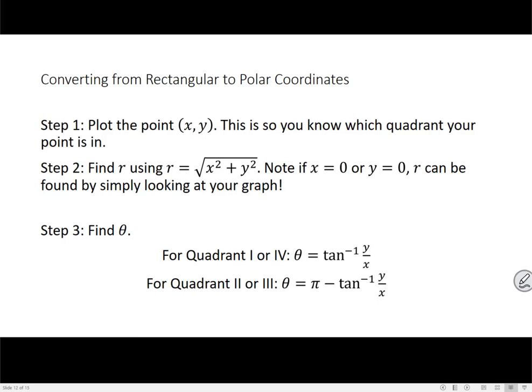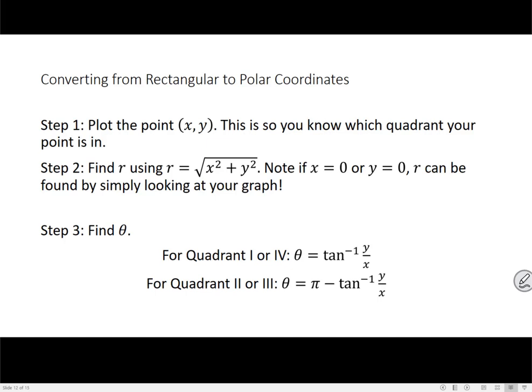Step 2, you're going to find R. You're going to use the formula that we had a couple of slides ago, where R is the square root of x squared plus y squared. You're given x and y in your point in rectangular coordinates, so you just plug those into your formula for R. Note that if x is 0 or y is 0, R can be easily found by looking at the graph that you did in step 1 if you plotted your point.